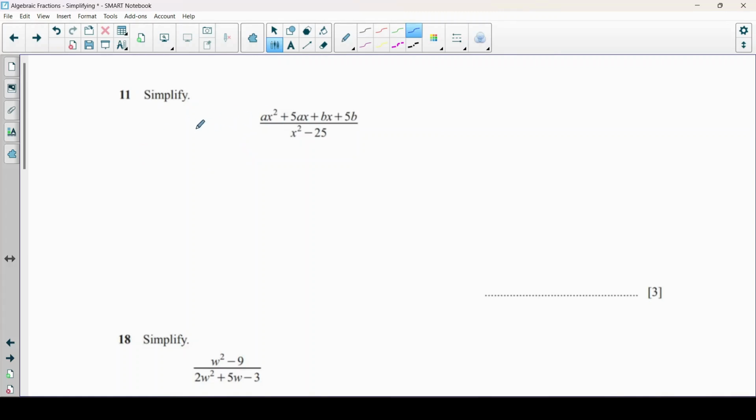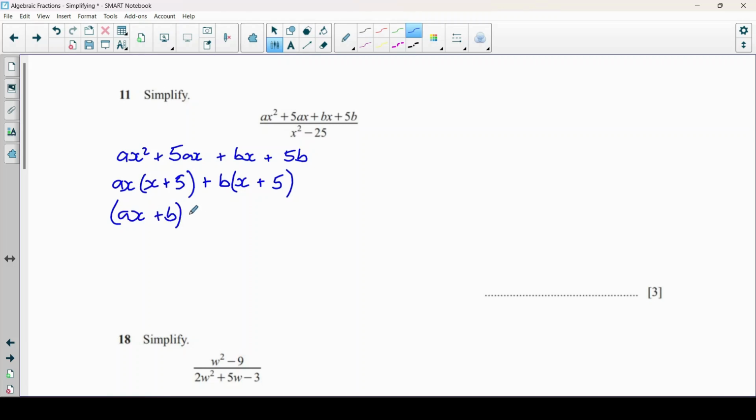Okay, let's factorise the top using two single brackets. So we've got ax squared plus 5ax plus bx plus 5b. So out of the first two I can take ax out and get x plus 5 inside the bracket, plus, and here I can take b out of both of them, and again x plus 5 inside the bracket. So I get ax plus b in one of the brackets and x plus 5 in the other. So that's the top factorised.